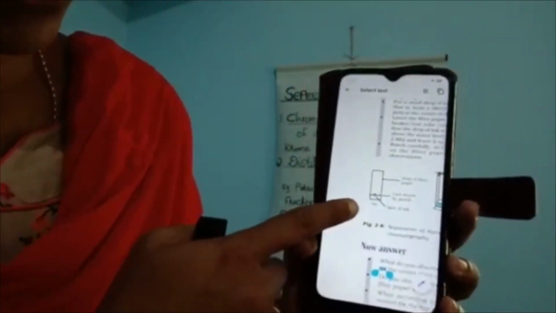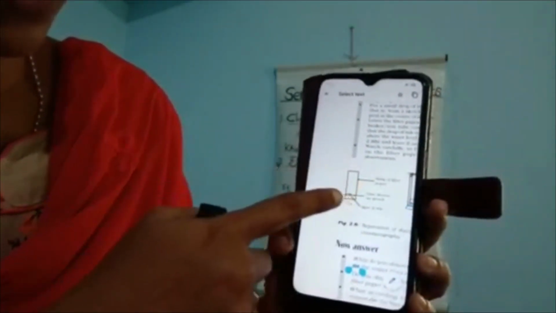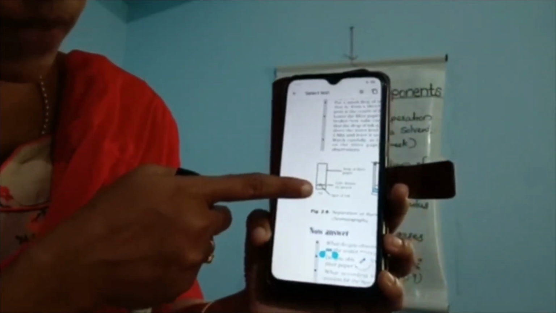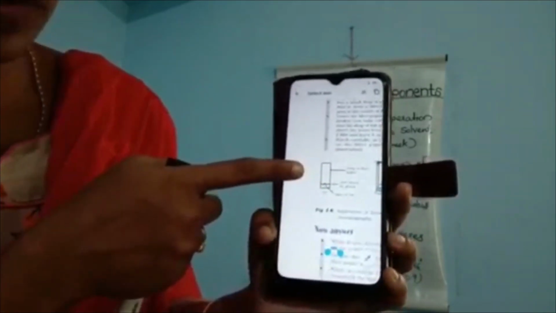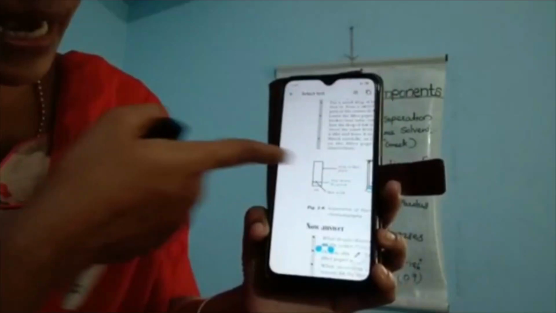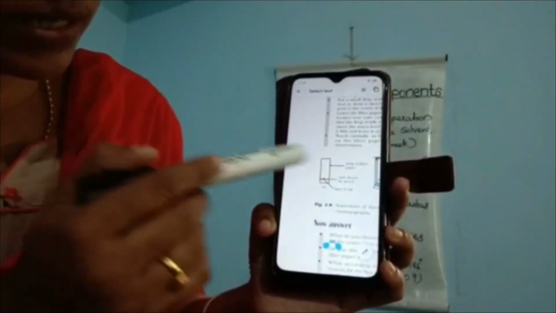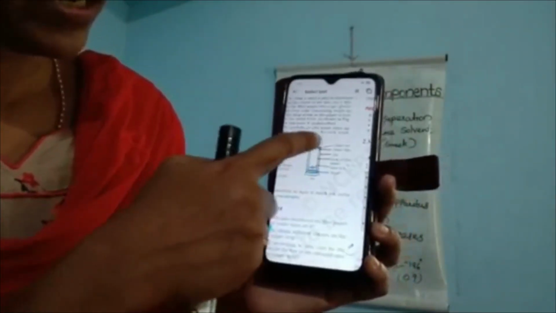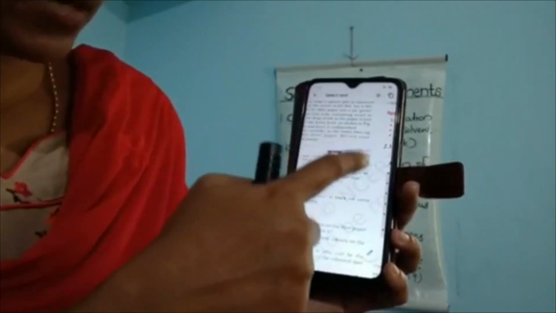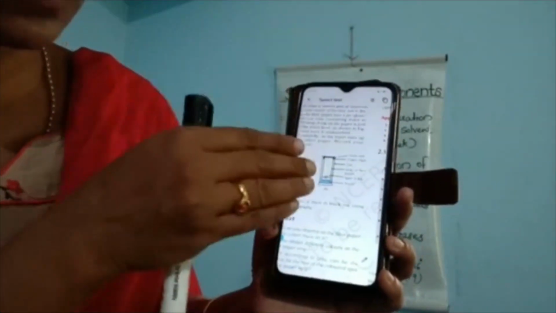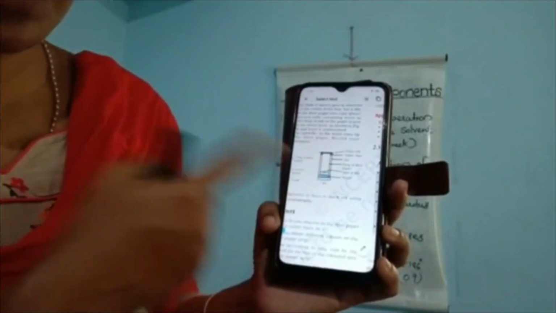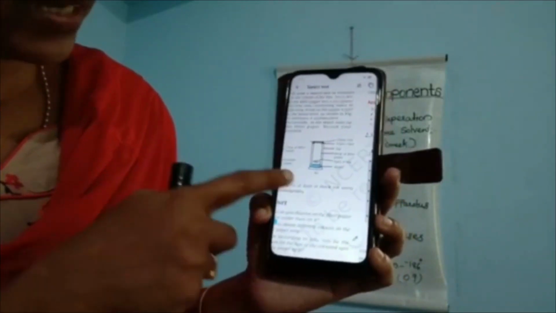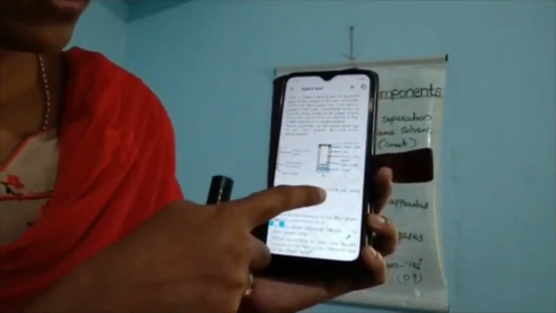This is the case I told you. First we take a small strip of filter paper, and draw a line 3 centimeters from the bottom with the help of a pencil, and mark a spot. After that, the filter paper needs to be kept inside a column, that means a glass chamber. In that glass chamber we are going to put this filter paper.